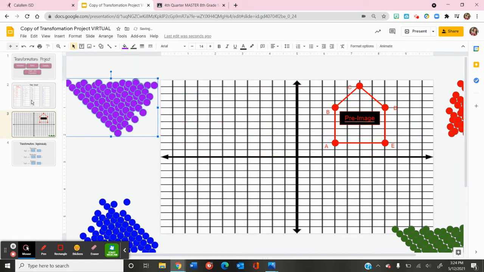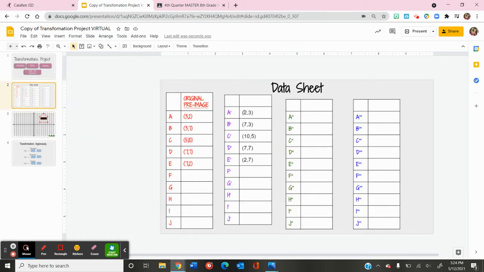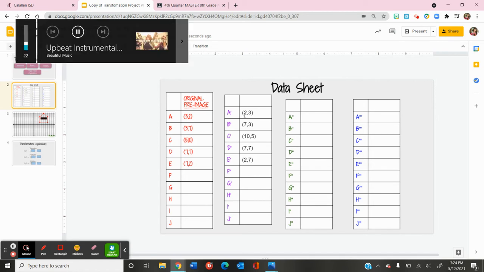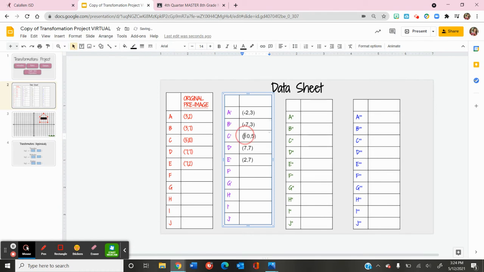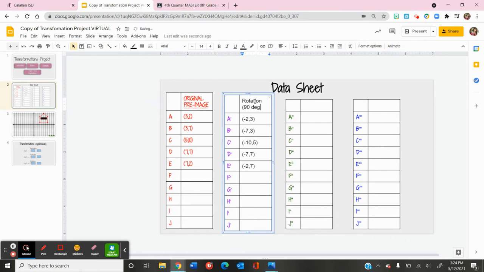Now, in quadrant 2, I have negative x's and positive y's. So the first number is negative, the second number is positive. I want to apply that to these ordered pairs as well, so I'm going to put all of these as negative. And I'm going to label this as rotation 90 degrees.